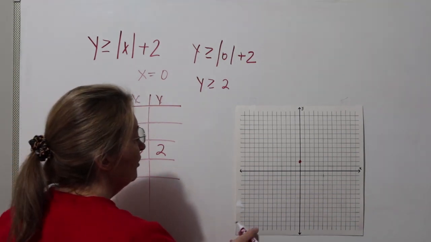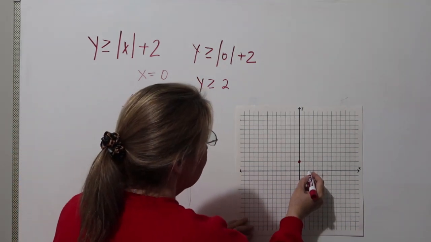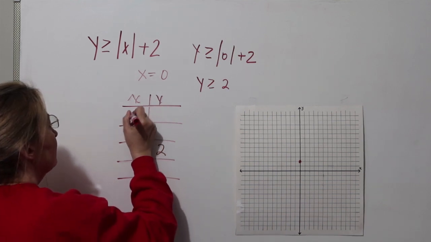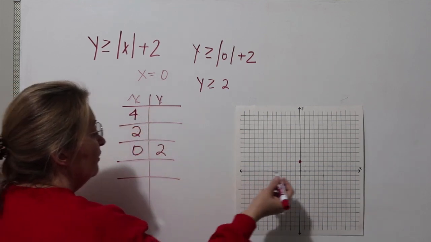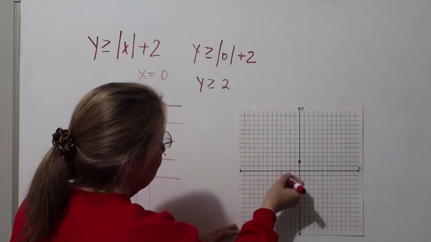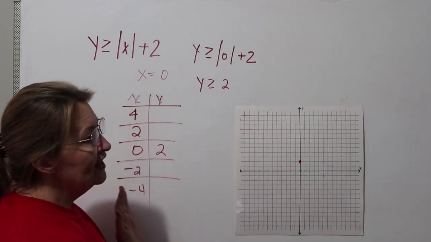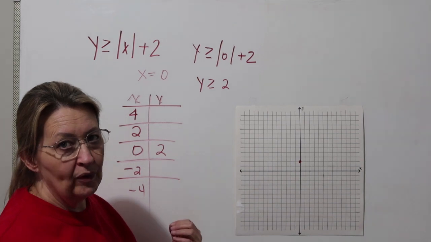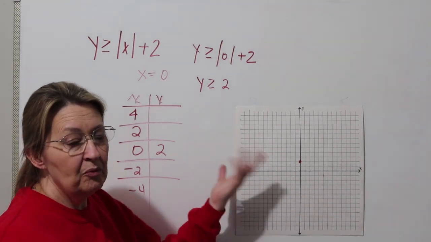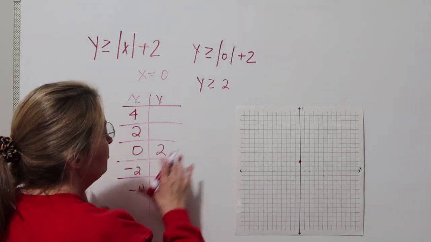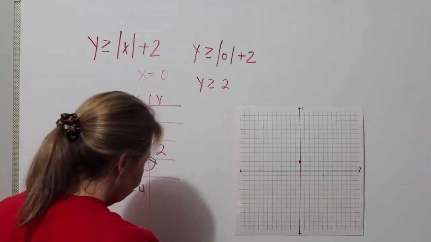So just pick some random points. I'll pick positive 2 and positive 4, and let me put these in order. Then on the other side, let's go ahead with negative 2 and negative 4. A lot of times they're going to tell you to pick more points than this, so just pick some more numbers. That's all you've got to do. This will be sufficient for us.